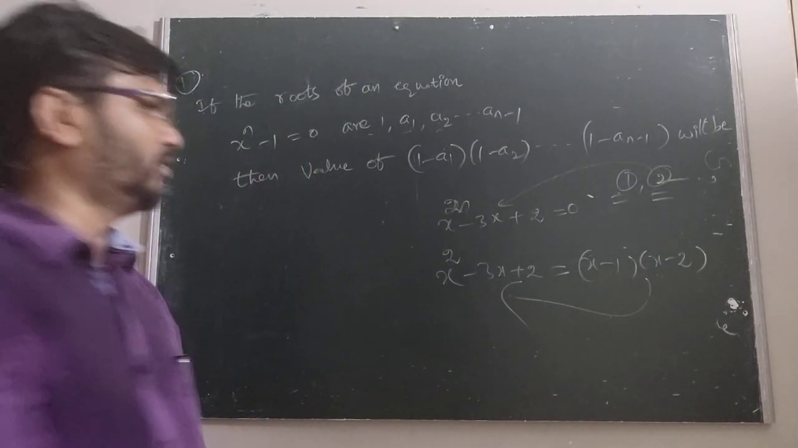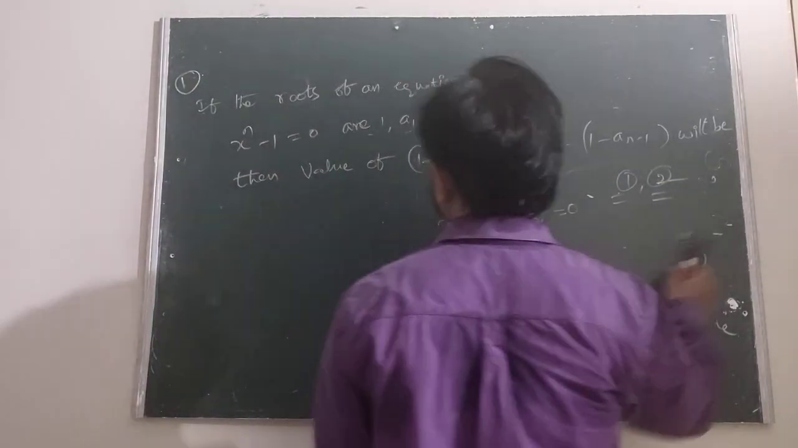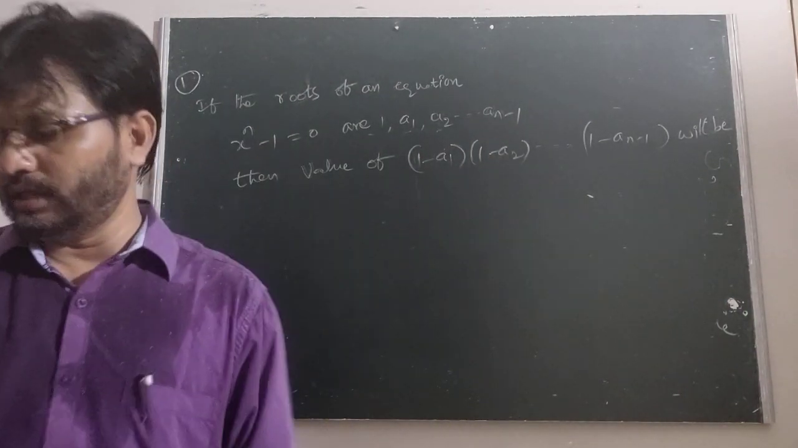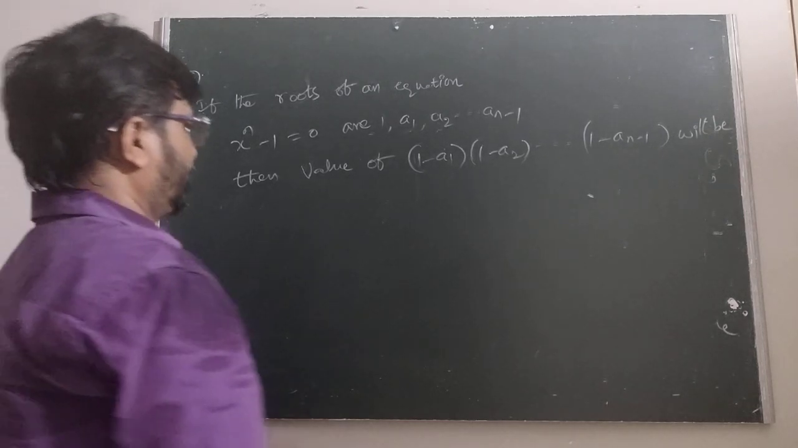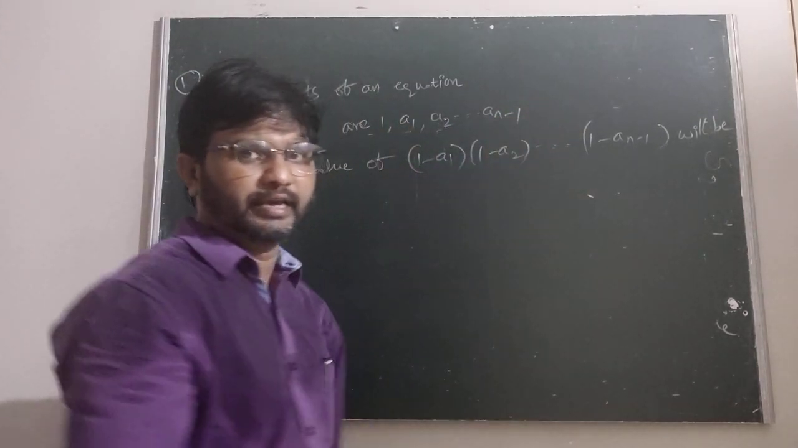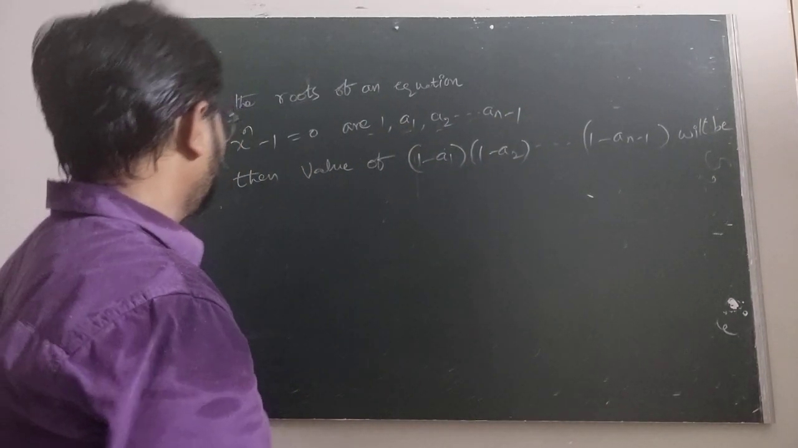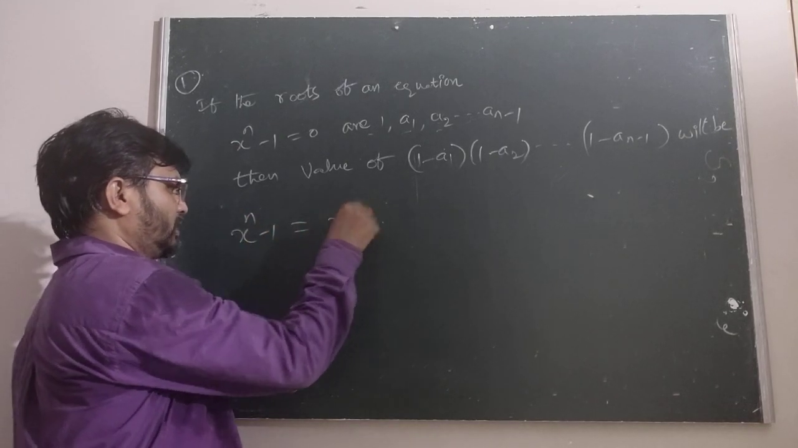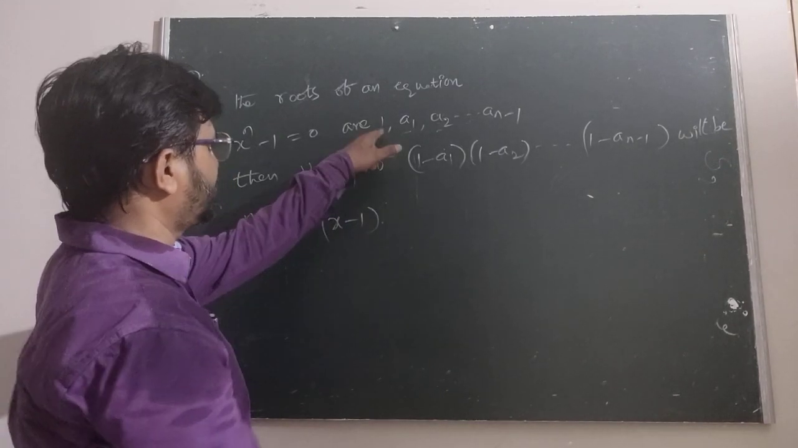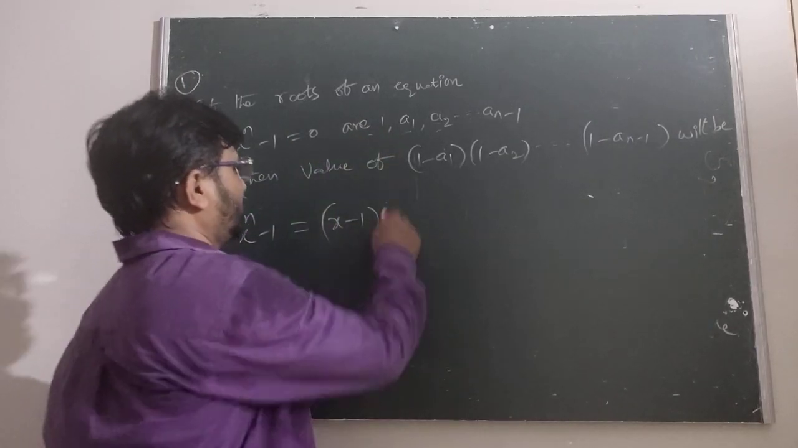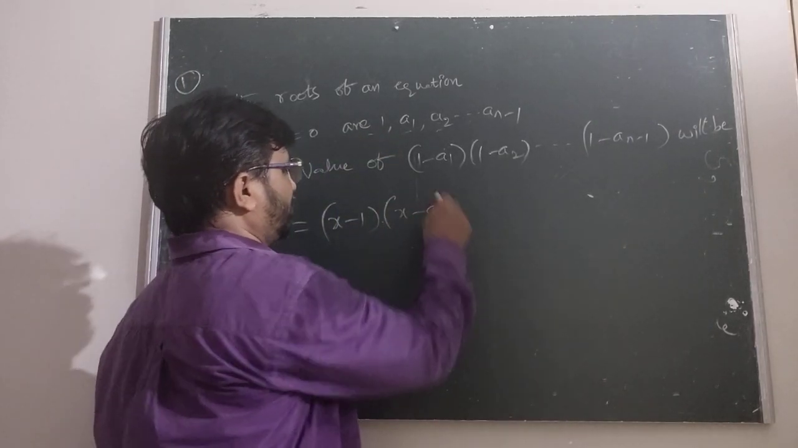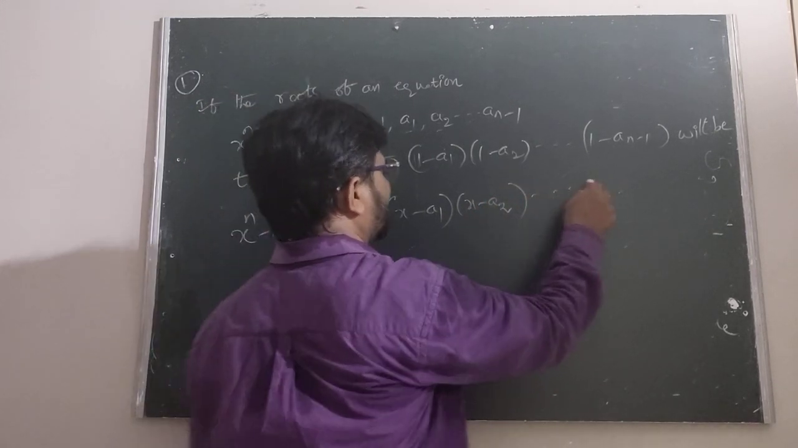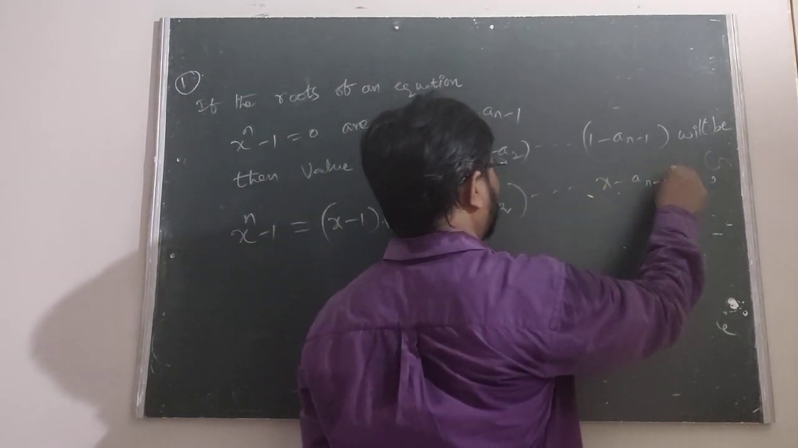Similarly, we can write the given equation having n roots. What are the roots here? Those are 1, a1, a2 and so on, an minus 1. Now the equation x power n minus 1 can be written as x minus 1, since 1 is a root here, then after that x minus a1 into x minus a2, and so on, after that x minus an minus 1.